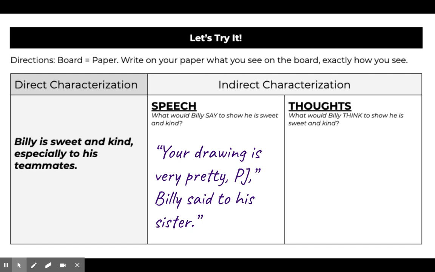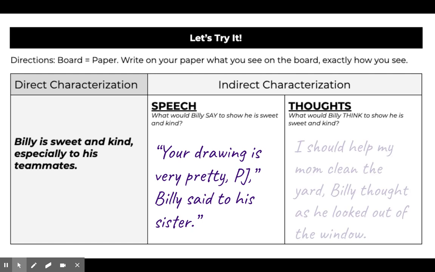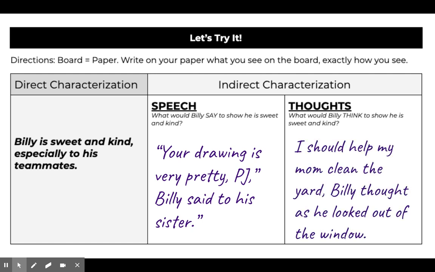All right, now let's come up with a thought. What would Billy think to show he is sweet and kind? I think something Billy would say or think actually is, "I should help my mom clean the yard," Billy thought as he looked out of the window. This is an example of indirect characterization because this thought that Billy is having is showing how he is sweet and kind. This is something that someone who's sweet and kind would say or think.